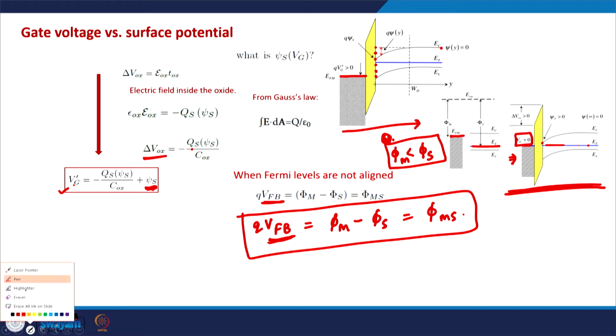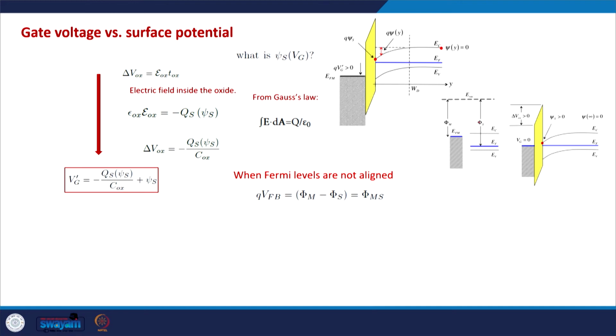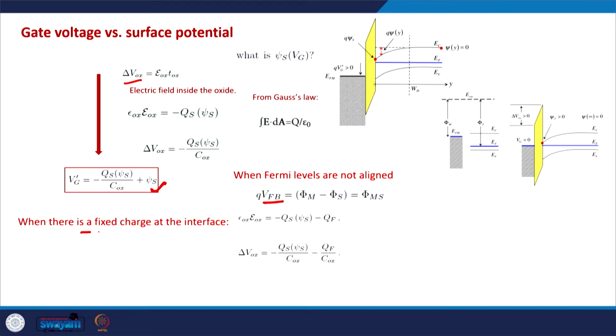So in all those materials in which the metal Fermi level and the semiconductor Fermi level are not aligned, in addition to these voltages, the voltage drop in the semiconductor and in the oxide, we also need to account for the flat band voltage. Also, if there is a fixed charge at the interface because of fabrication or various conditions, we also need to account for QF while calculating the electric field in the oxide. And not only QS, we also need to account for QF in this calculation. So that's why this delta Vox becomes minus QS divided by Cox minus QF divided by Cox.